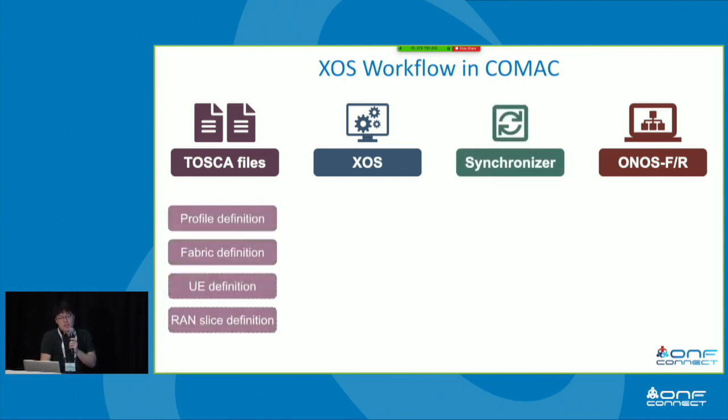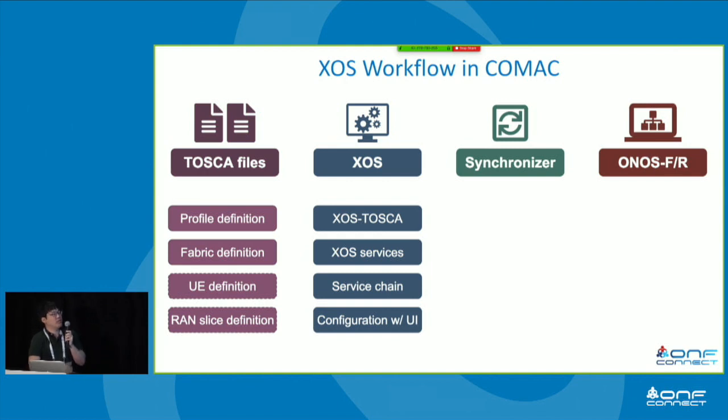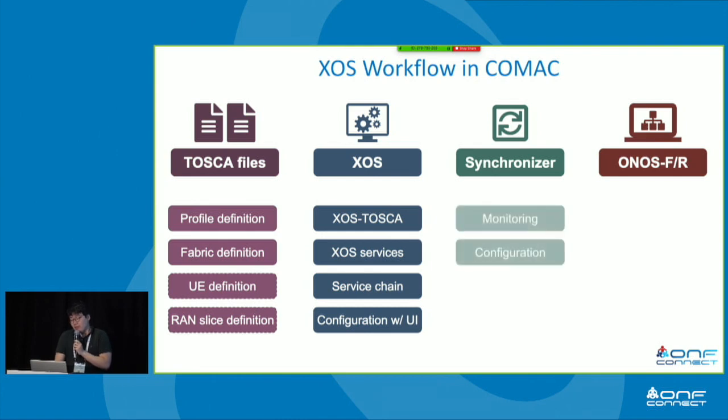The Tosca files have several definitions inside: profile definition, fabric switch definition, and UE and RAN slicing definition. And XOS has XOS Tosca components which can process those Tosca files. And XOS has several servers as services running in COMAC and through some service chains, and it also has a configuration UI. And then the synchronizer has the monitoring and configuration part.